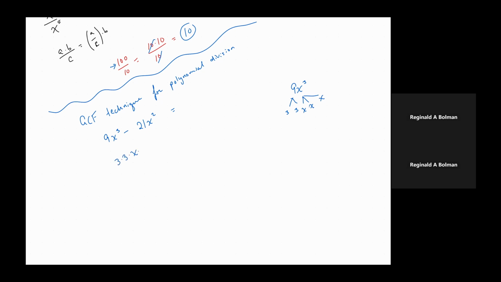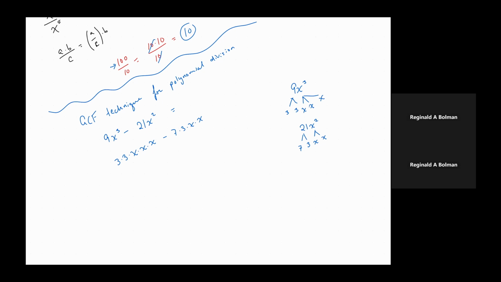Similarly, you can take the 21x squared, and we can rewrite 21 as 7 times 3, and x squared as x times x. So now you have 7 times 3 times x times x. And at the moment, it seems as though we're just kind of breaking up these terms and making everything more complicated.